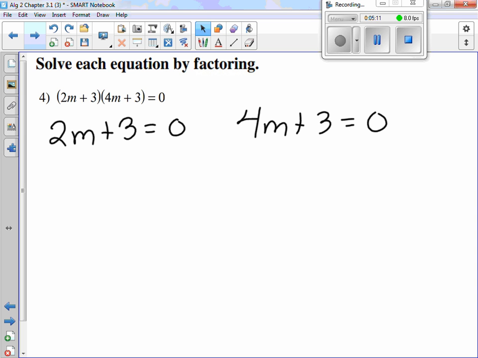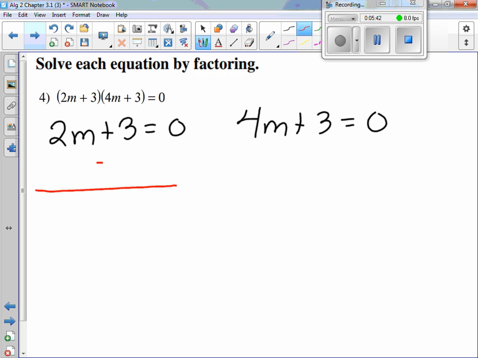The only way it will really be both is if the expression 2m plus 3 was the same as the other one. So if I had 2m plus 3 and 2m plus 3, then they would both be 0. But in most cases, like this one and the one before, we'll have two values. All these quadratics will have two values. Sometimes they will not be unique. Unique means different. Sometimes they'll be the same.